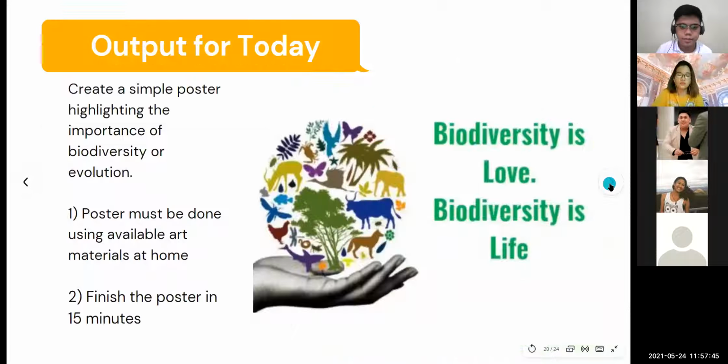Okay, so for the output for today, I hope you're ready with your art materials. For 15 minutes, you have to create a simple poster highlighting the importance of biodiversity or evolution. This is a simple and quite funny one: biodiversity is love and biodiversity is life.